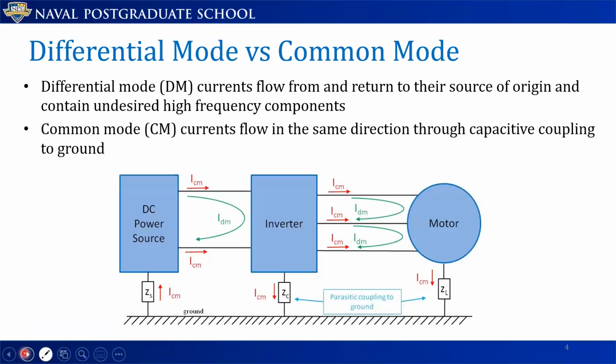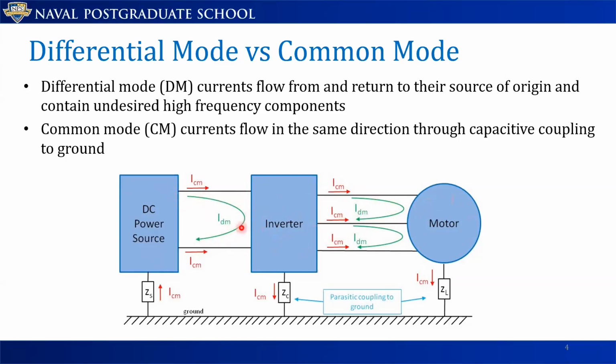So we want to talk about common mode specifically in power converters, but first, let's understand what it means. In this picture here, I show a typical power electronic system that could be a motor drive, where there is a power source, there is an inverter, in this case a DC to AC three-phase inverter, and there is a load, which can be a motor or others. We have to notice that there are differential mode and common mode currents. The differential mode currents flow from a return to their source of origin, but they can also contain high frequency components that are not desirable.